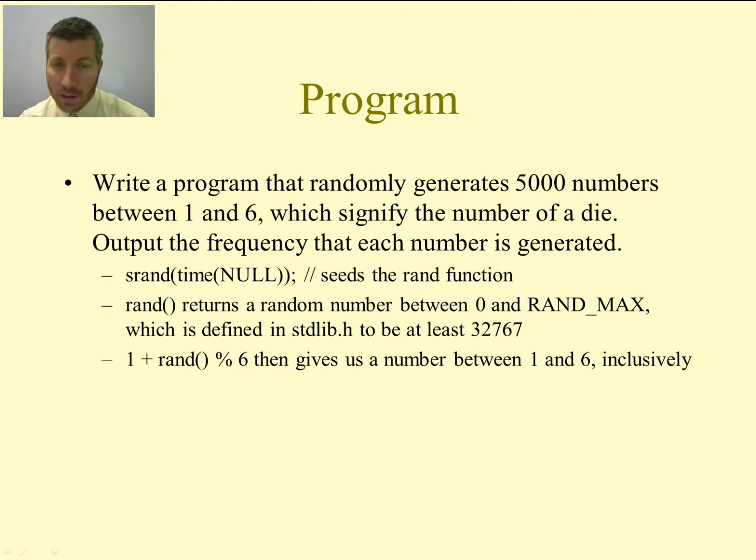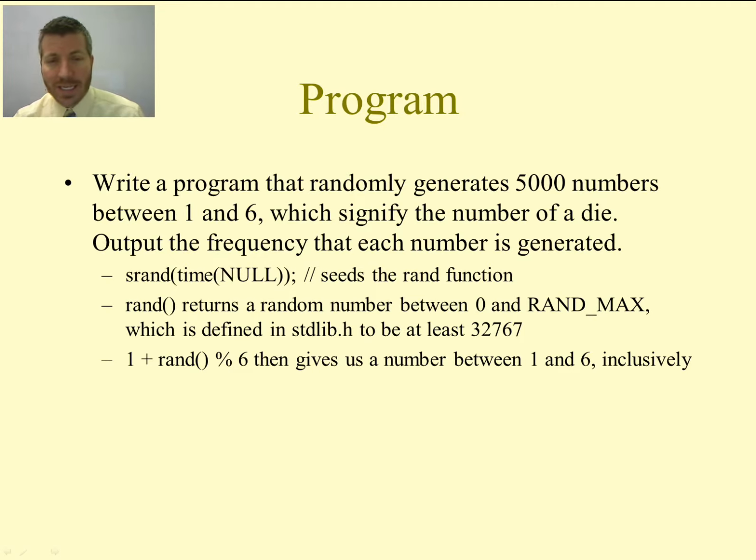So a couple little notes here. This srand of time passing in null is going to seed the random function. Then we use rand to return a random number between 0 and RAND_MAX. This is defined in stdlib.h. We're going to have to include stdlib.h in addition to stdio.h that we usually do. And this is going to go up to be at least 32,767.